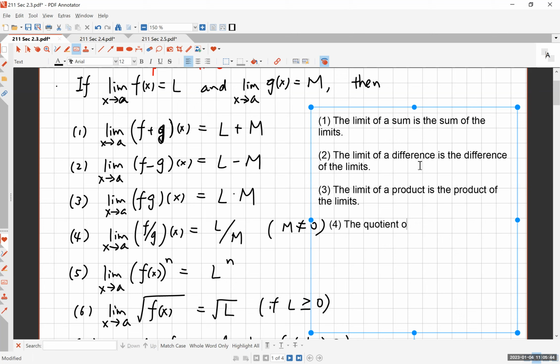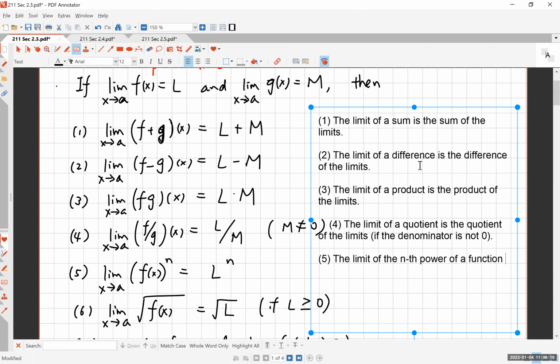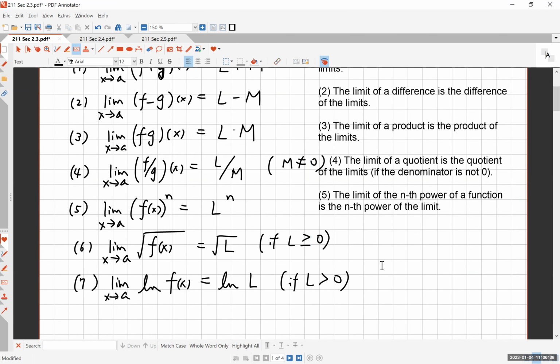Number 4: the limit of a quotient is the quotient of the limits, if the denominator is not 0. Number 5 says the limit of the nth power of a function is the nth power of the limit. And that means, of course, L to the nth power. And let's do one more, maybe 2 more. We'll have 2 more here.